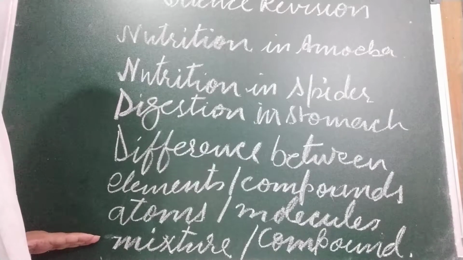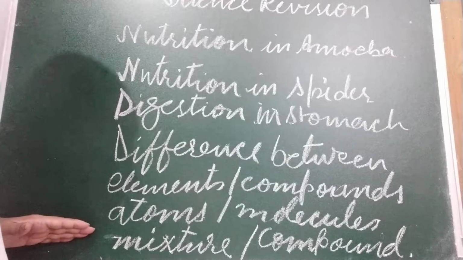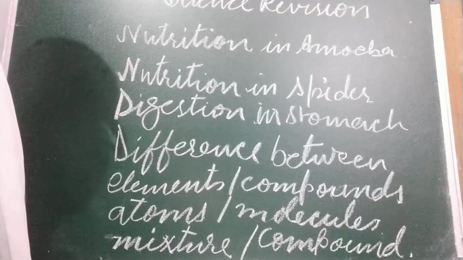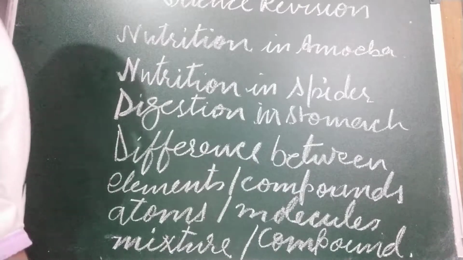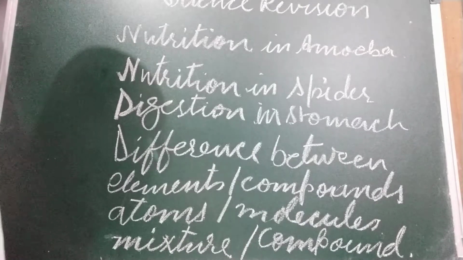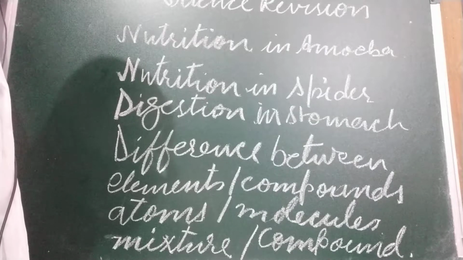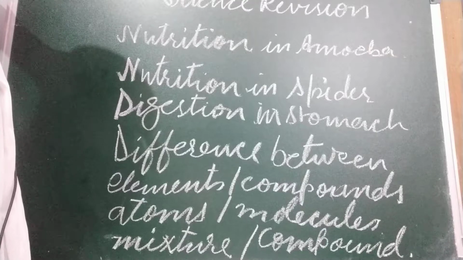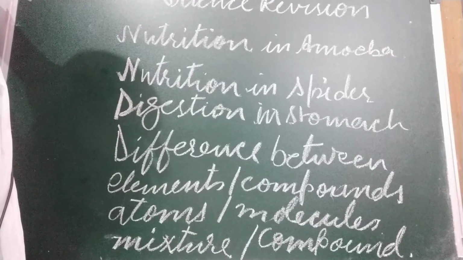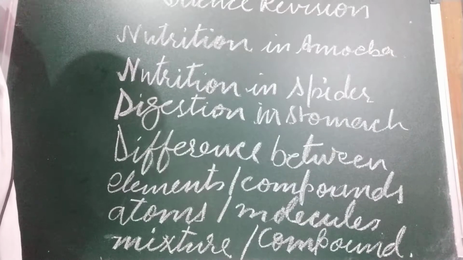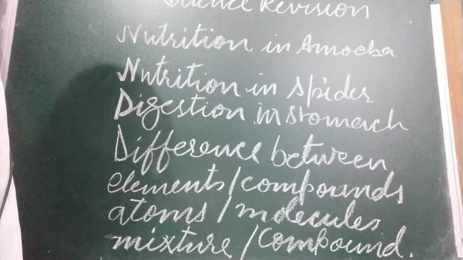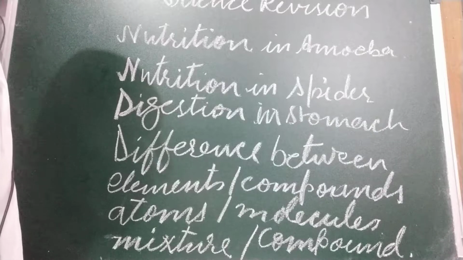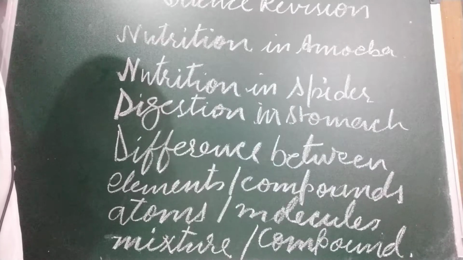Now come to mixture and compound. Difference between mixture and compound. Children, I am going to discuss three differences between mixture and compound. First, in a compound, constituents are combined together chemically. In the case of a mixture, constituents are not combined chemically but physically only. Second, the ratio of constituents in a compound is fixed, but in a mixture, the ratio is not fixed.